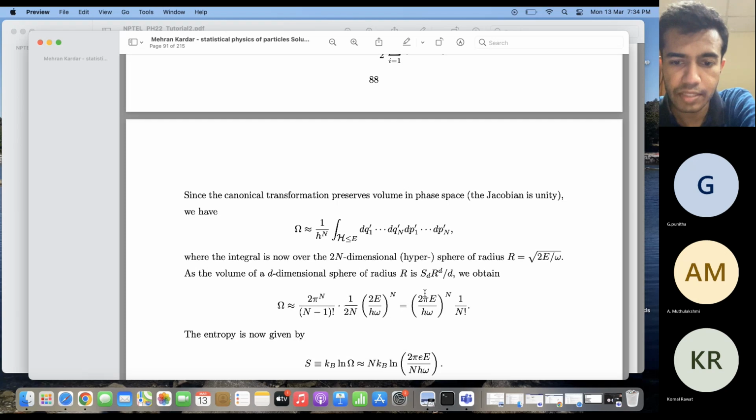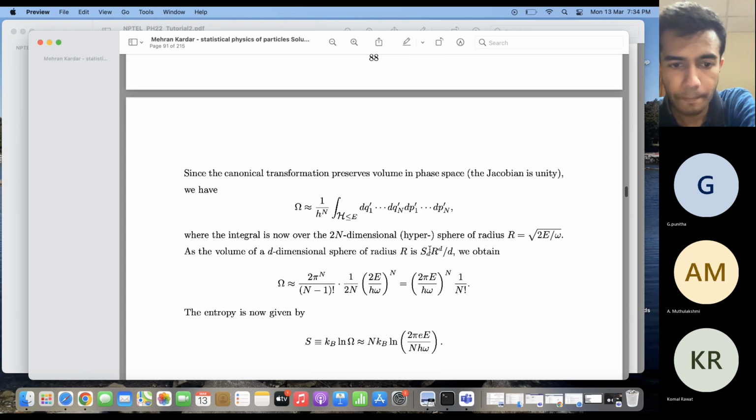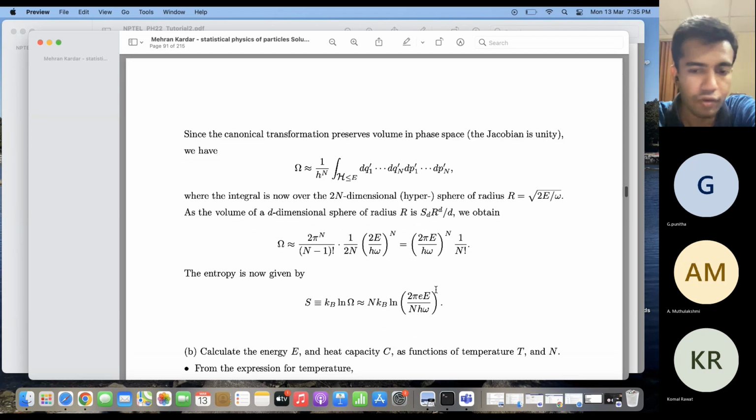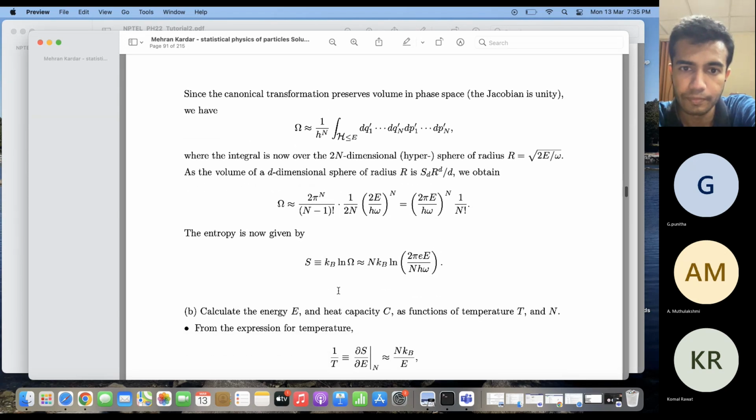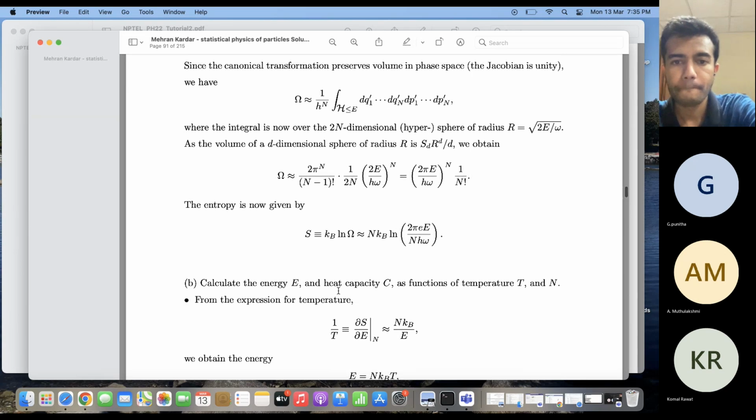So I can substitute this value of r over here, and then I can calculate the total number of microstates. Basically I get a hypersphere of radius r equal to root 2E by omega, and the volume is basically the solid angle times r to the power d by d. If I do this, I can calculate omega, and if I take the log of omega, I obtain the entropy in this manner.